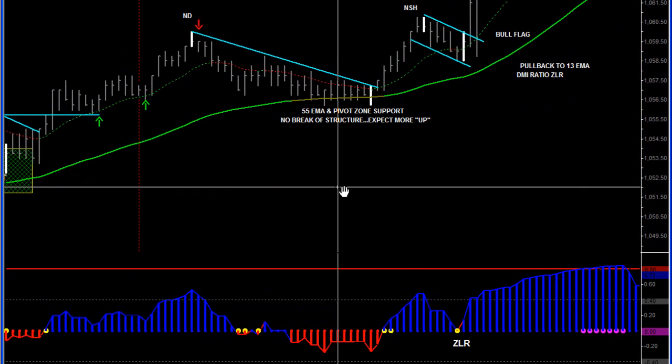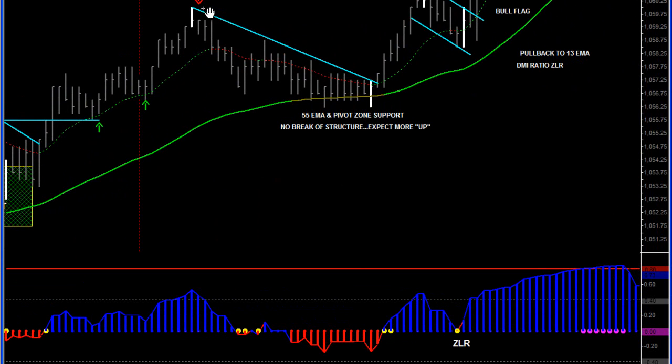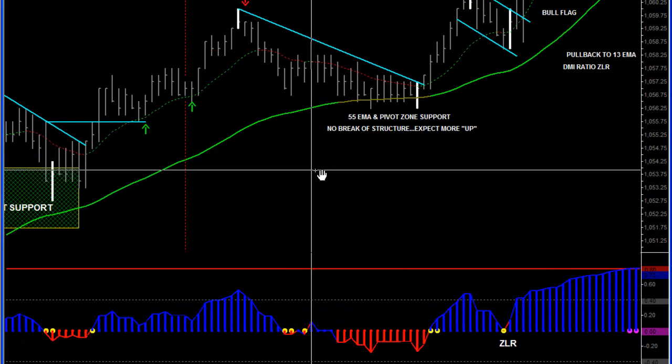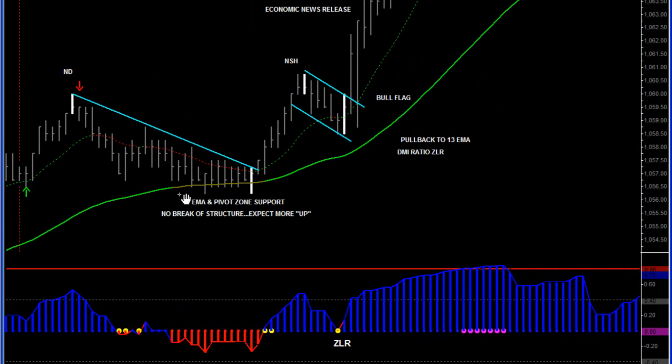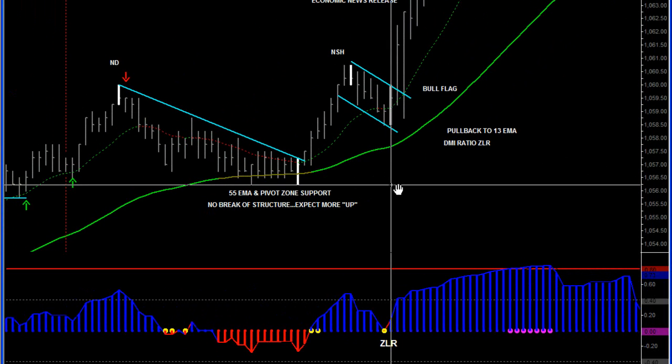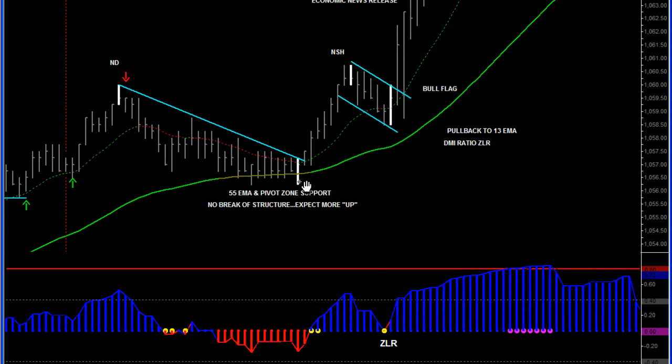Continuing on here. Again, we made a subsequent high, a new swing high, and then a pullback. And notice again, this is where we broke out. This was a pivot zone in here, and we pulled back right to the pivot zone, 55 EMA. No broken structure, so we're expecting more up. So these are the areas that you want to look for trades. Low risk areas in market structure. If market structure is not broken, pivot structure is not broken, you must respect it and go with what the structure suggests. This suggests more up.